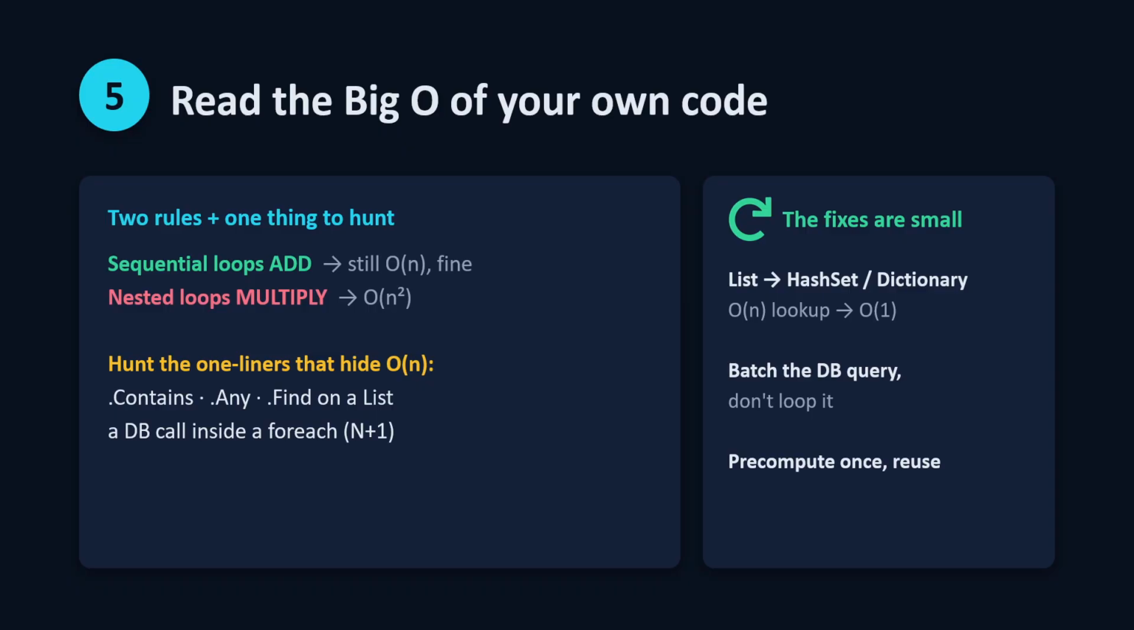A database call inside of a for each. That's an N+1. The fixes are usually small. Need fast lookup? Swap the list for a HashSet or a dictionary, and your O of n lookups become O of 1. Querying in a loop? Pull the data in one batch, query before the loop. Computing the same thing every iteration? Compute it once, and reuse it. You are not rewriting the app, you are fixing the shape.